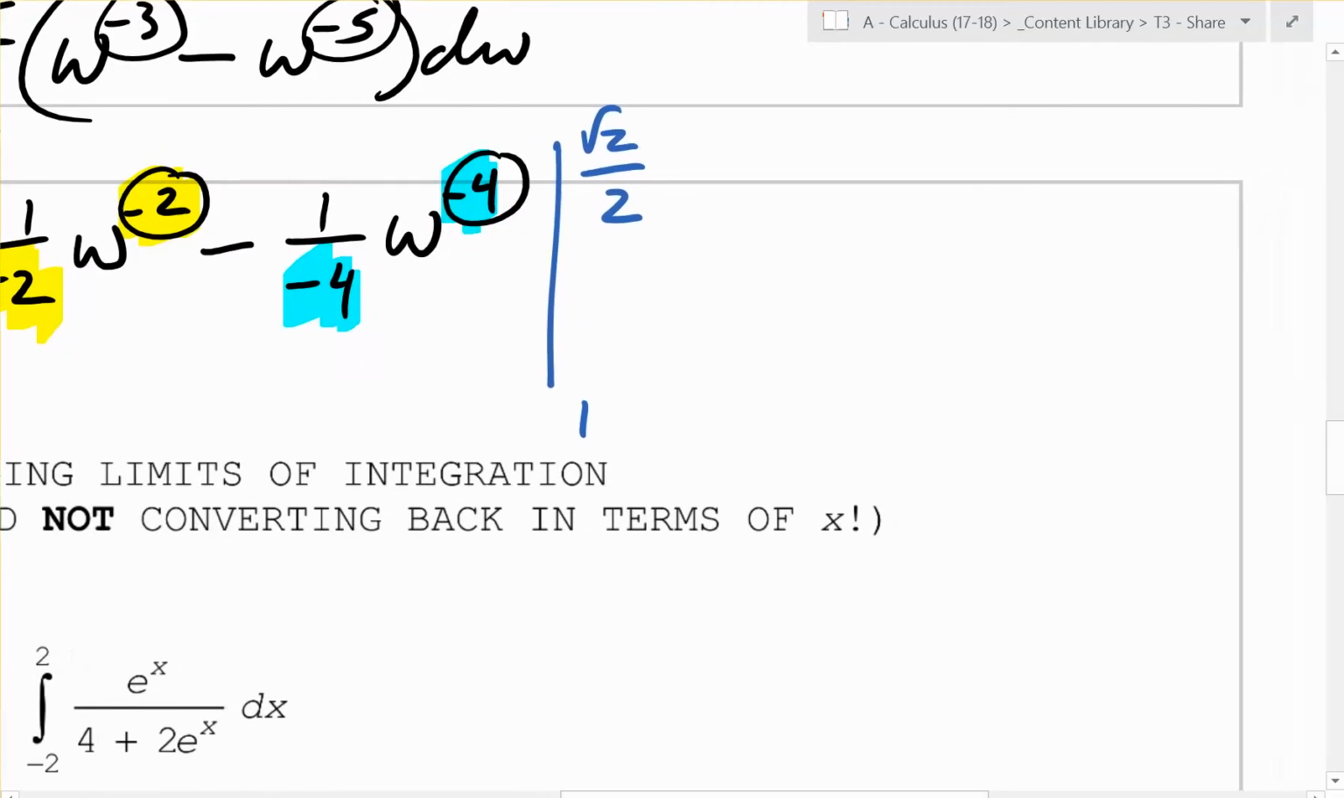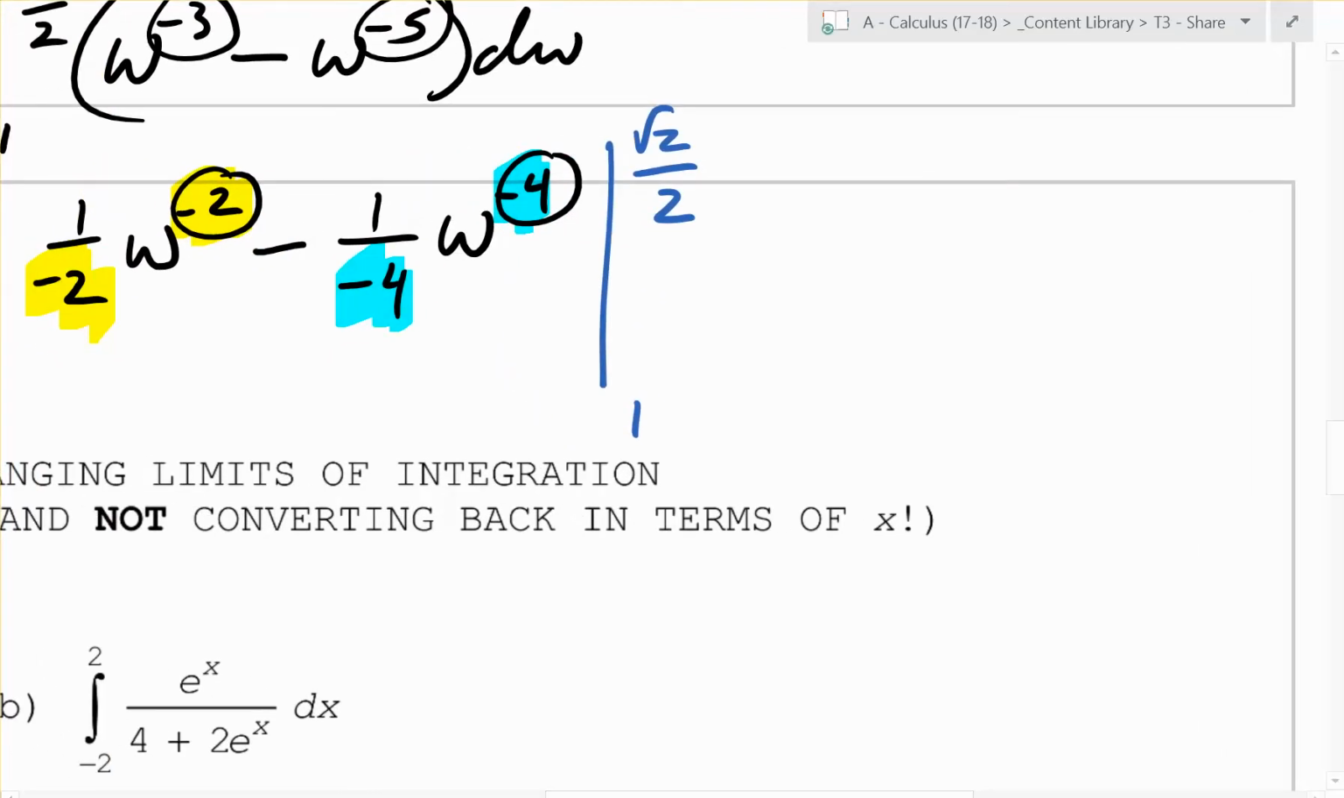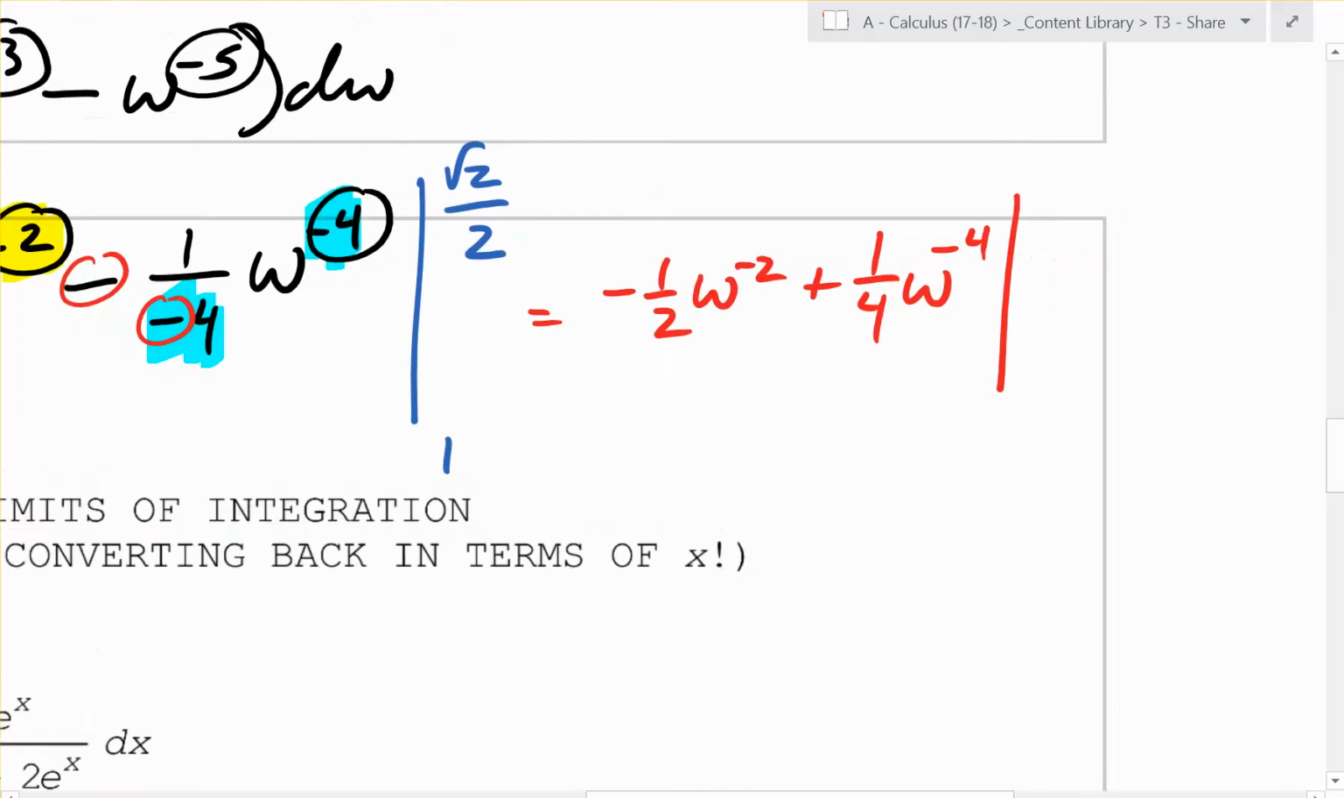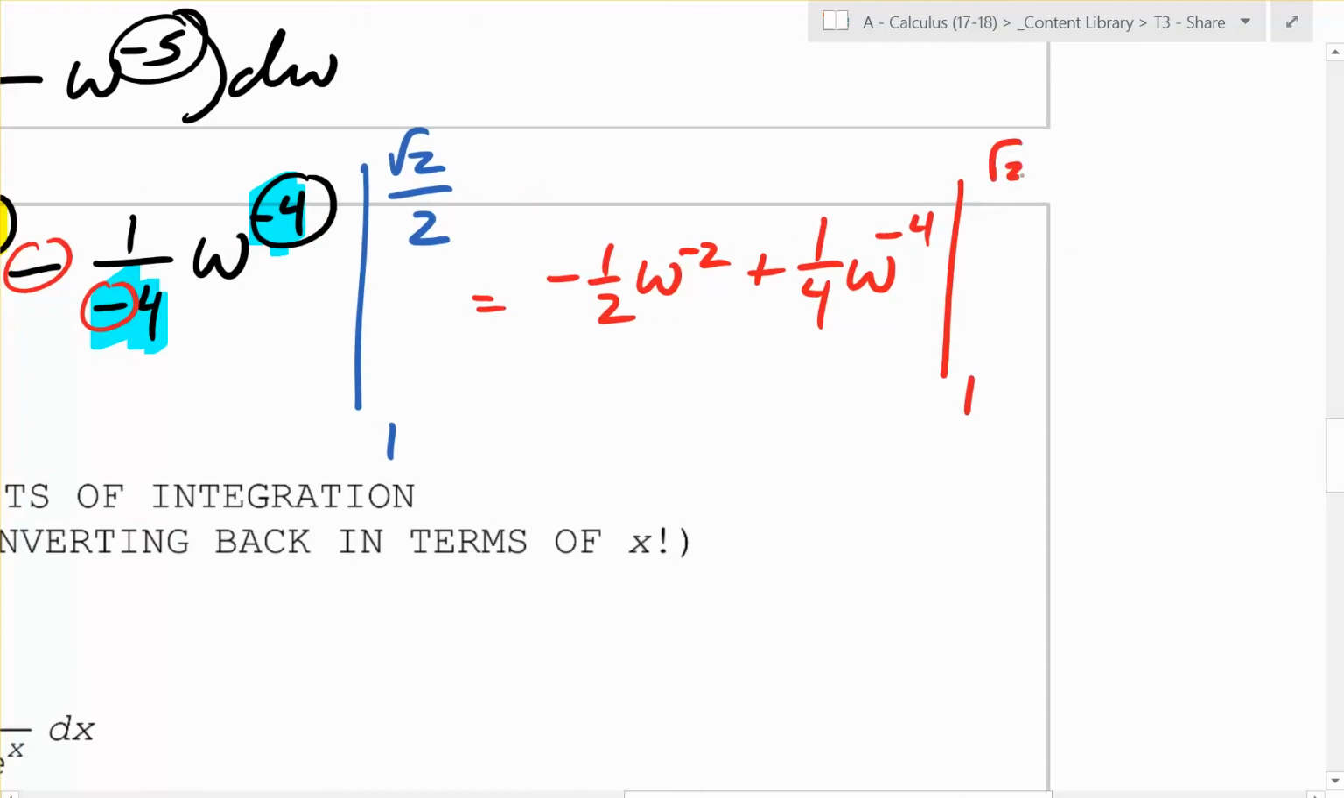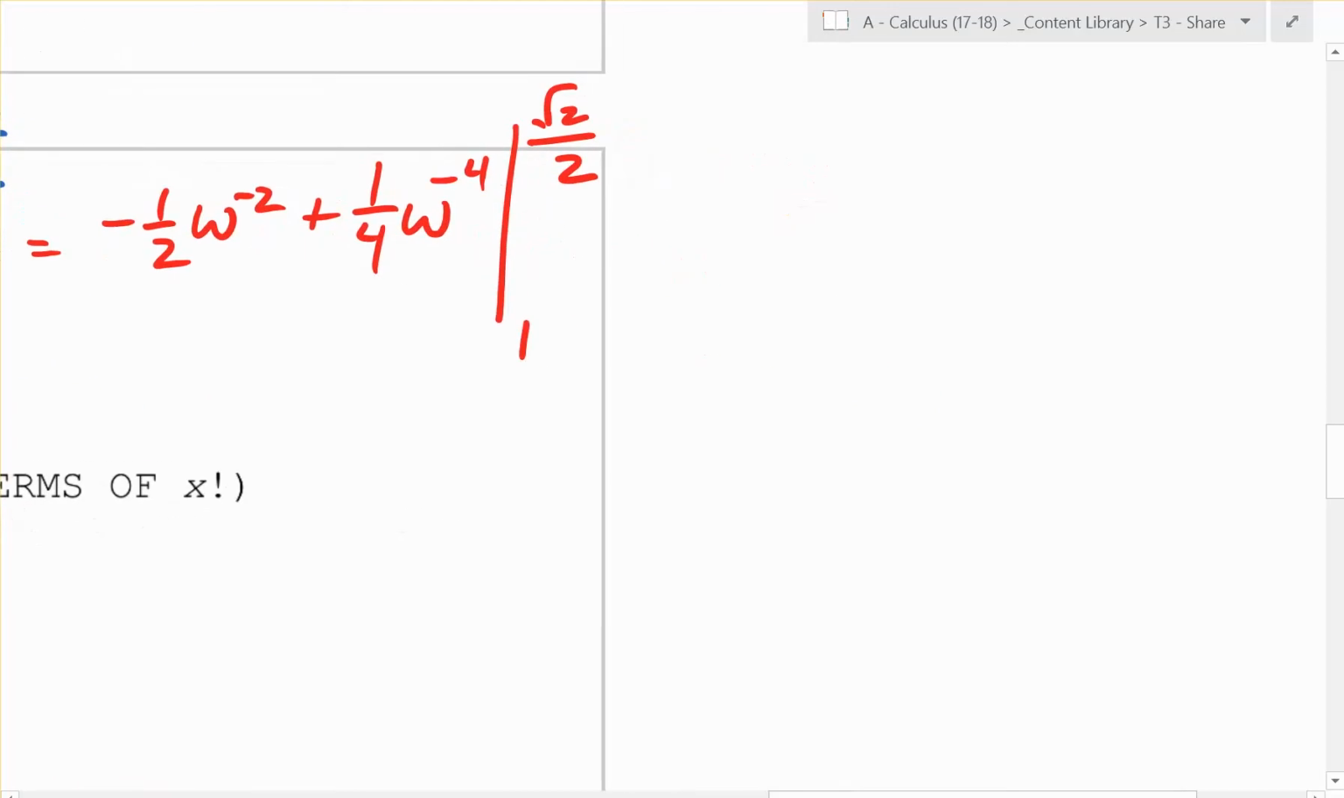When we simplify that a little bit, there's two negatives there. See the negative there and there? This becomes negative 1/2 w to the negative 2 plus 1/4 w to the negative 4 from 1 to root 2 over 2. If you do this all out, it's a lot of fractions, but when you square this, you get rid of the radical. When you do this all out, it becomes 1/4. I'll let you do that out on your own.